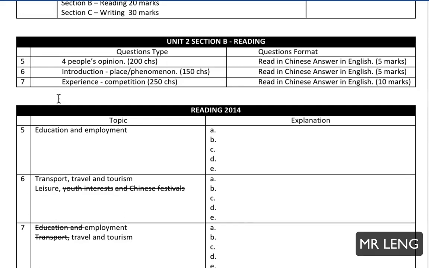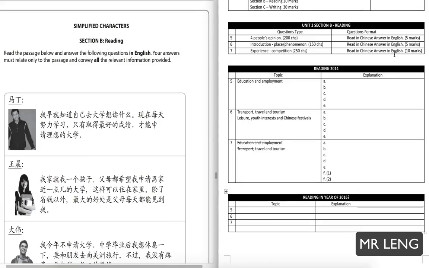And then we have the bigger question, which is question 7. It's about someone's experience, for example, winning a competition or living in another country. It's about 250 characters. It's long for a reason, because under question 7, all the sub-questions, sometimes 8, 7, or 9, add up to a total of 10 marks. Let's look at 2014's reading paper.